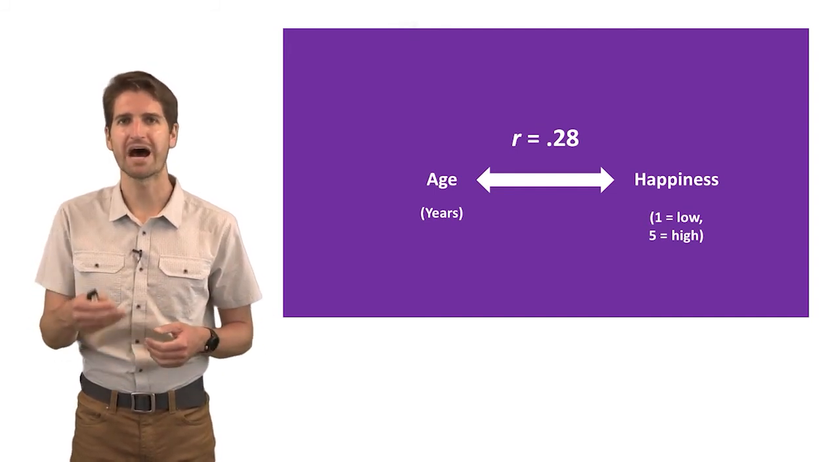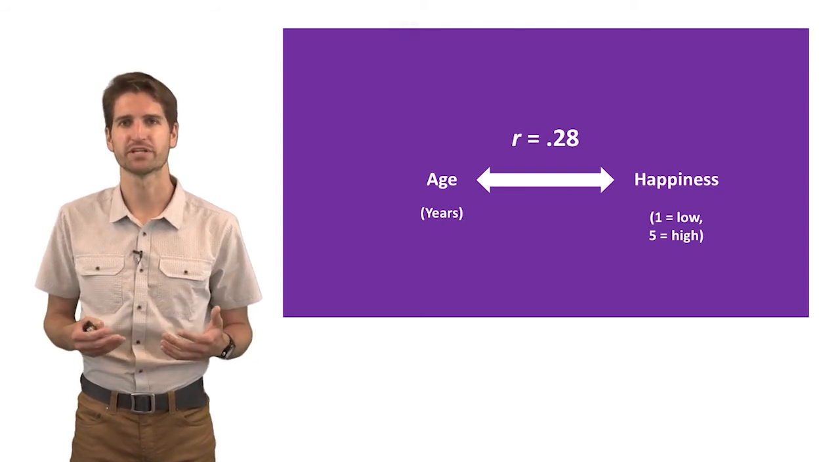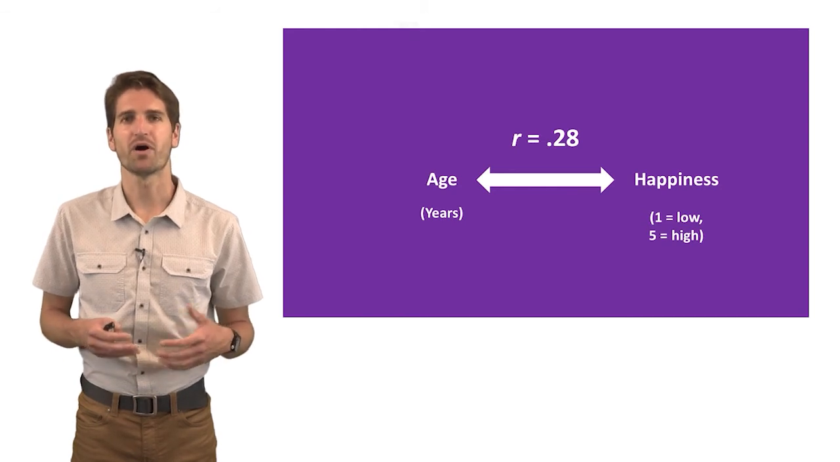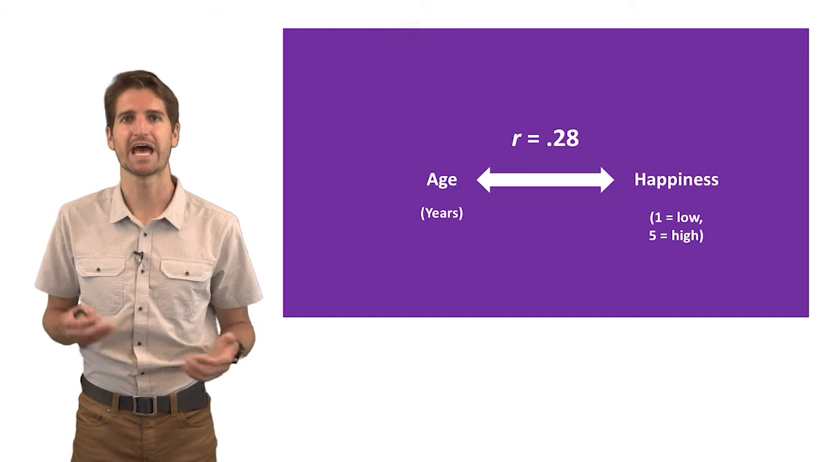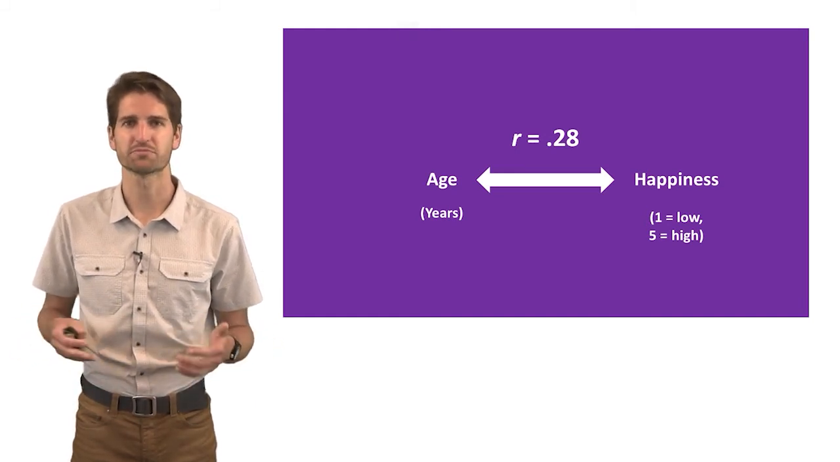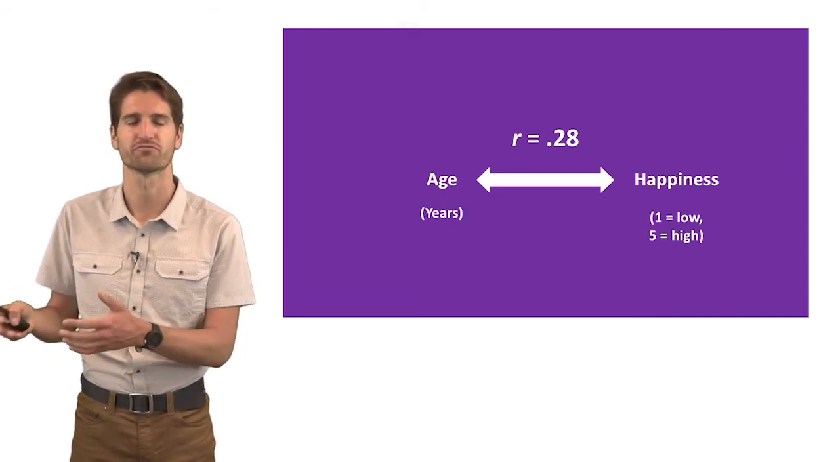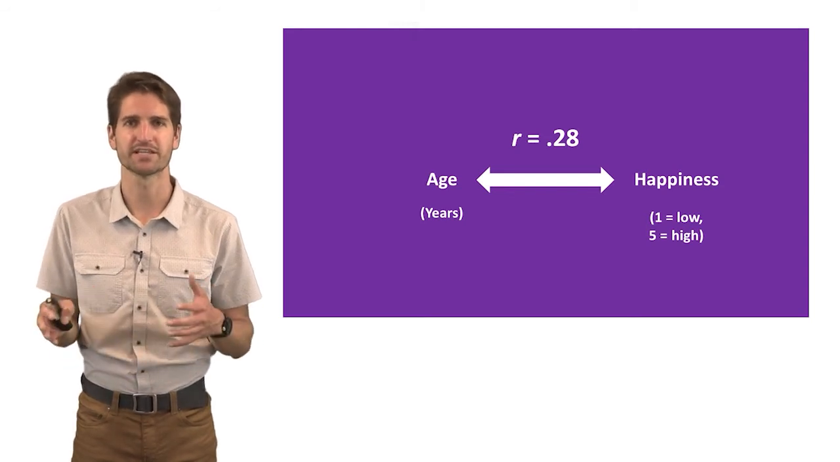Okay, so here's how I would describe this relationship. If I were talking to an audience of people that understood statistics, I might say something like, there's a positive and statistically significant relationship between age and happiness that is medium in magnitude. So 0.28 is pretty close to that conventional standard, that rule of thumb of 0.30 according to Cohen in terms of effect size. So we'd say that's pretty close.